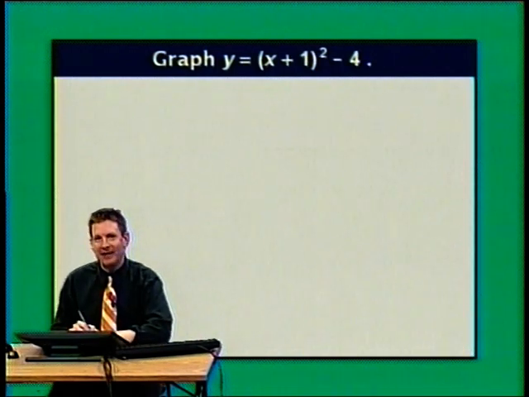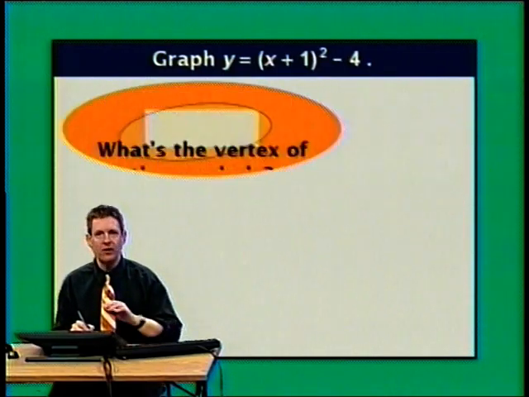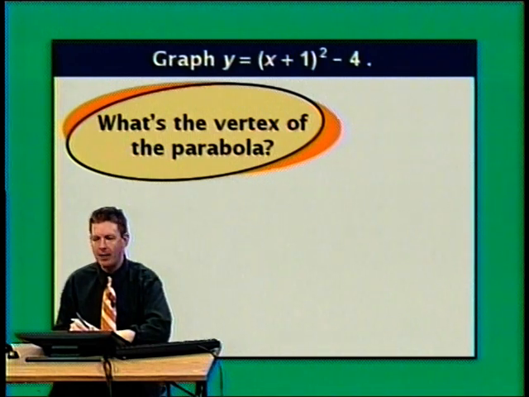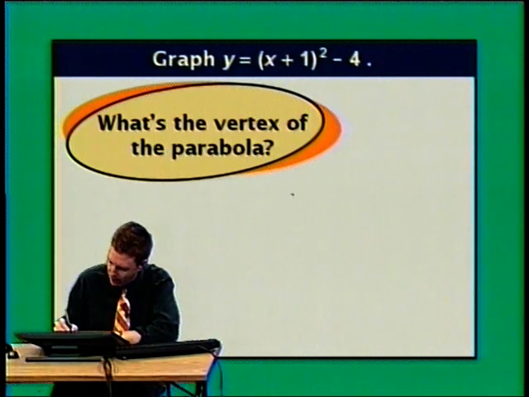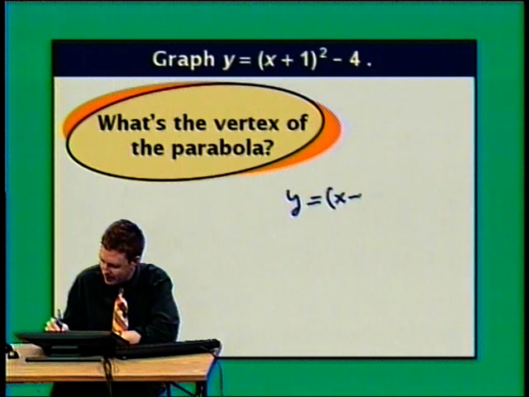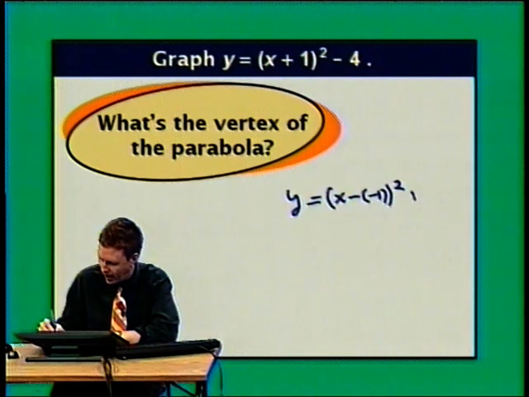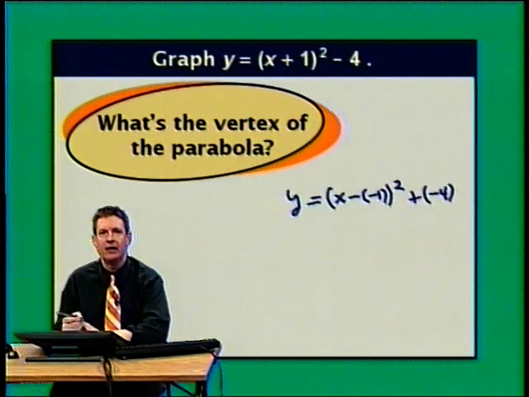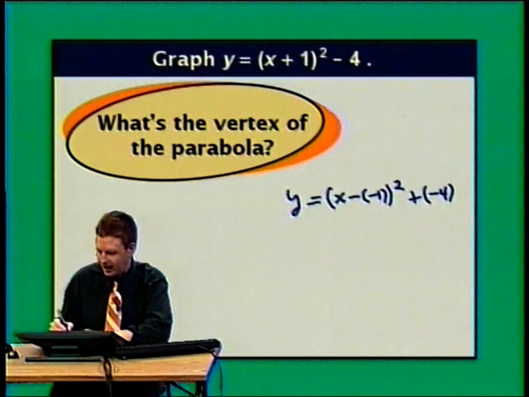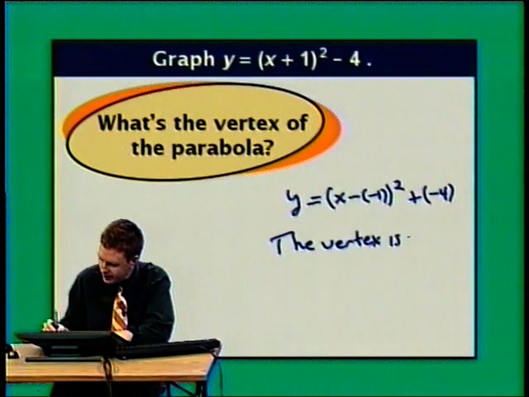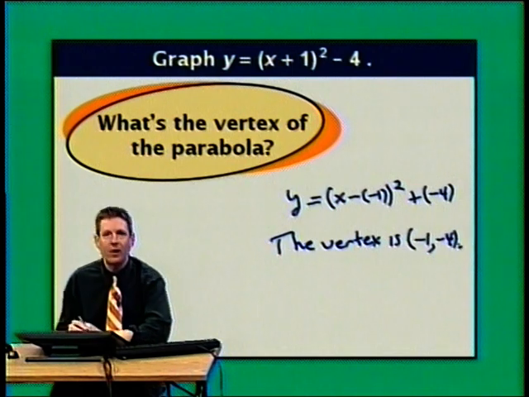Let's graph this parabola. Candace referred to this as the vertex form of the quadratic equation. The reason she did that is because one of the things it's really easy to do when your equation is written in this form is to find the vertex. So what is the vertex of this parabola? Well, let's rewrite the equation in the form y equals x minus h quantity squared plus k. That would be y equals x minus negative 1 quantity squared plus negative 4. Then the numbers h and k form the coordinates of the vertex. The vertex is the point negative 1, negative 4.